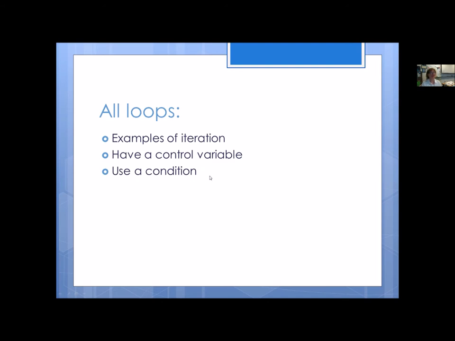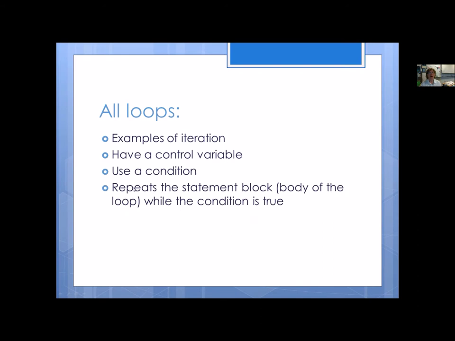All loops use a condition. Same thing as control variable, sometimes it's easy to see the condition, sometimes it's kind of hidden, but it's always going to be there. Now, all loops are going to repeat the statement block while the condition is true. So that's one of the common errors that you saw in your reading. It talks about how you want to think about when to stop, but really it's going to continue while it's true. So think about that when you're going to be working on creating your own conditions. While it's true, the statement block continues.